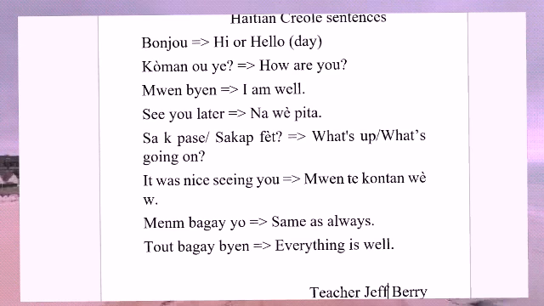Okay, we've talked about many things. We've talked about the Haitian Creole alphabet, personal pronouns, creating sentences. Now we are at Haitian Creole sentences. How to say hello, how are you, I'm well, see you later, what's up, what's going on, it was nice seeing you, same as always, everything is well. Okay, let's get started.